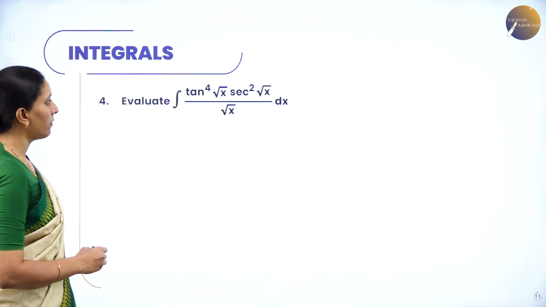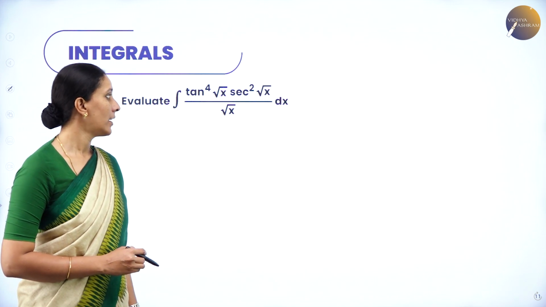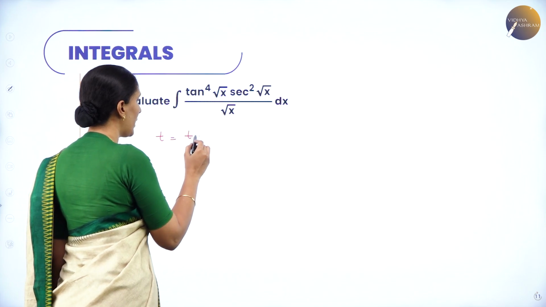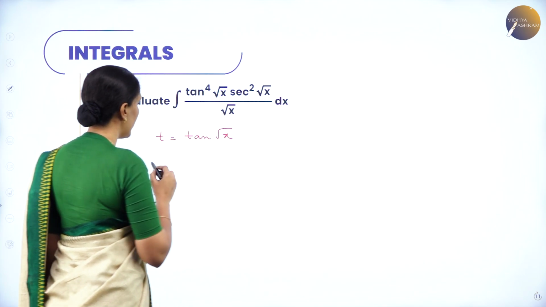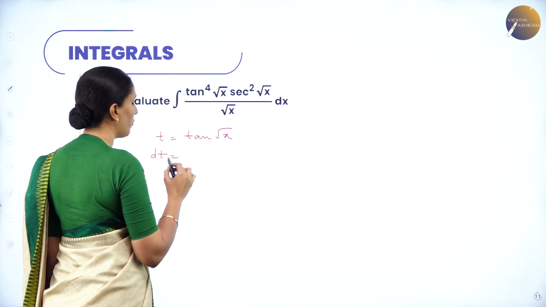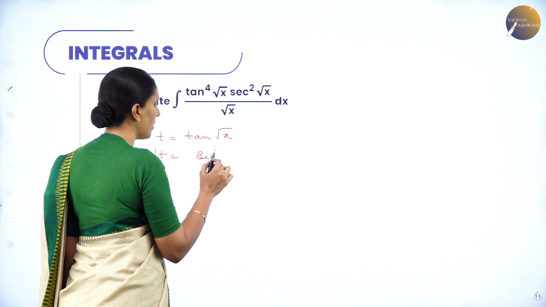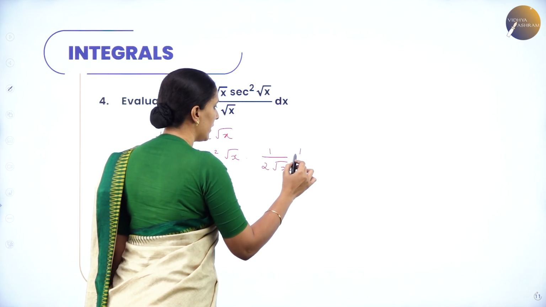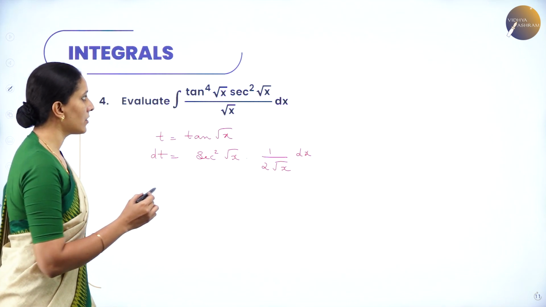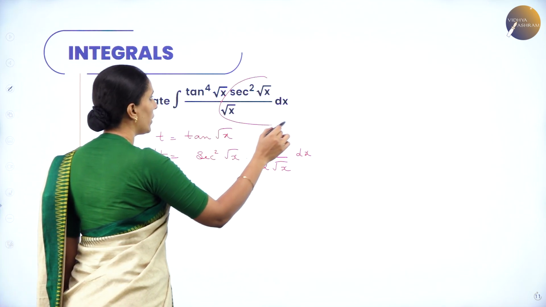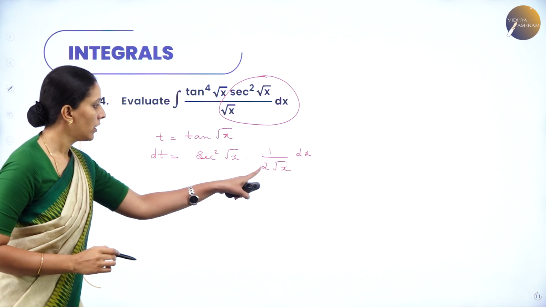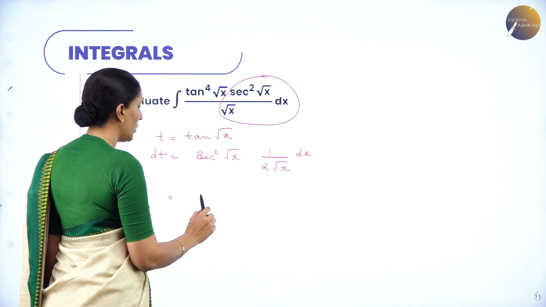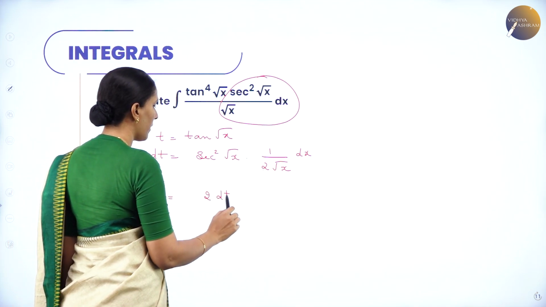Evaluate the integral of tan power 4 root x secant square root x divided by root x dx. So here let me take t is equal to tan of root x. Then dt is equal to secant square root x into 1 by 2 root x dx. So instead of secant square root x 1 by root x dx, I can replace it with 2 into dt, and then the remaining integral becomes 2 into dt.